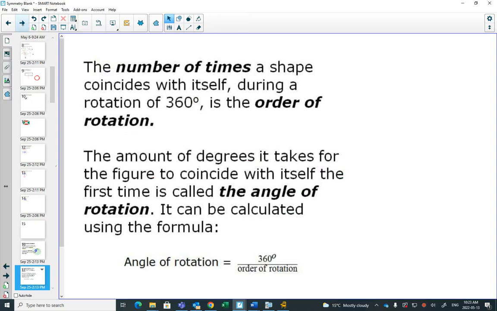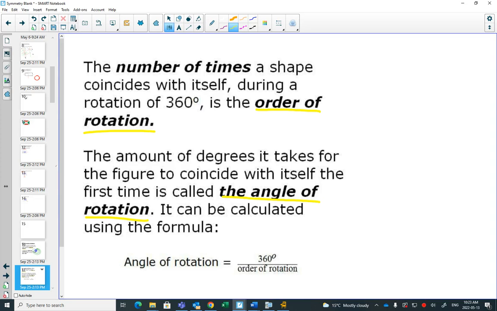The number of times a shape coincides with itself, and this is an important definition, is the order of rotation. So on that star that we just turned around the last time, we would say its order is 6, because it matched up 6 times before it got back to where it started. And the next important definition is the angle of rotation.